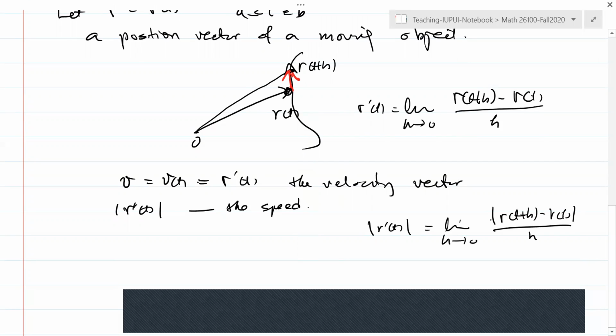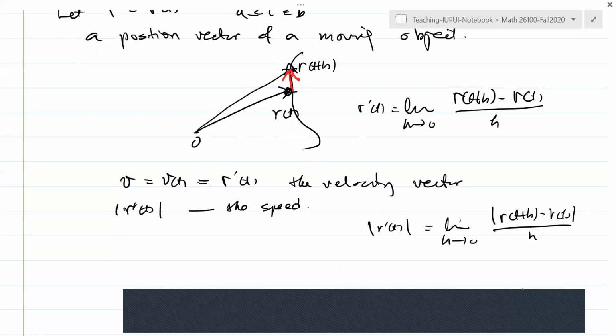The norm of the difference of these two vectors, the difference being a displacement vector in space, is going to be the length between those two points, the distance between those two points. That distance is divided by the time h, the change in time. So this is going to be the average speed. Then you take the limit as h approaches 0, and you get the instantaneous speed at that point.